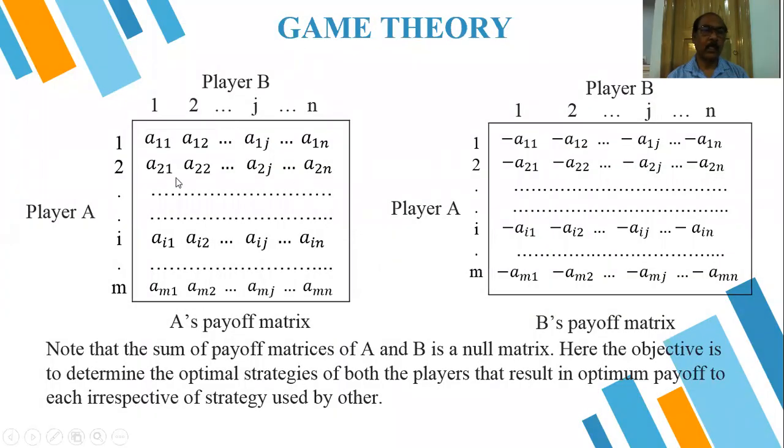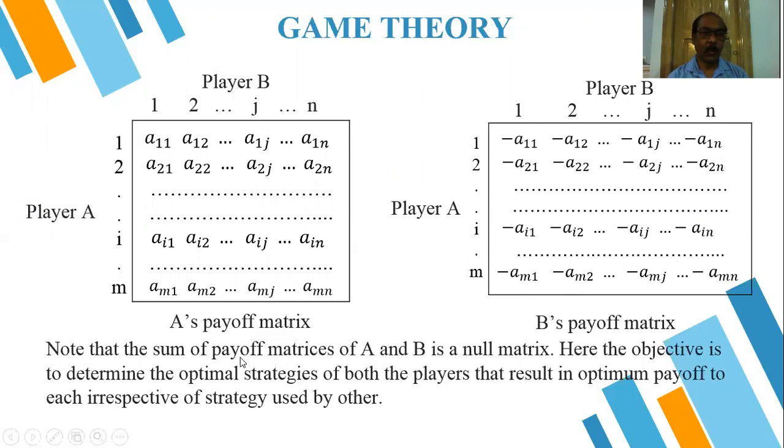This is A's payoff matrix. A11, A12, like that. Each and every element is known as a payoff, and this matrix is known as the payoff matrix. All the elements are positive. That means B has to pay A in any course of action. And this one has all the elements with a negative sign. That means this is B's payoff matrix. That means A has to pay player B.